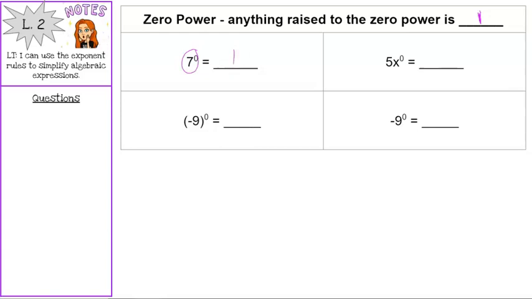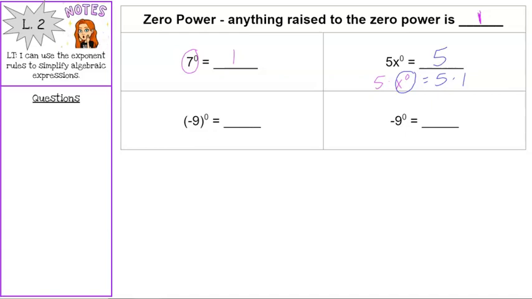Pretty simple. Here we have 5 times x to the 0 power. So we have two things happening. We have 5 being multiplied by x to the 0 power, so we have to be mindful of that. Here we know that anything to the 0 power, even a variable we don't know, because it doesn't matter what number we plug in there, it's going to be 1. So I can say that this is going to be 5 times 1. And then 5 times 1 is 5.